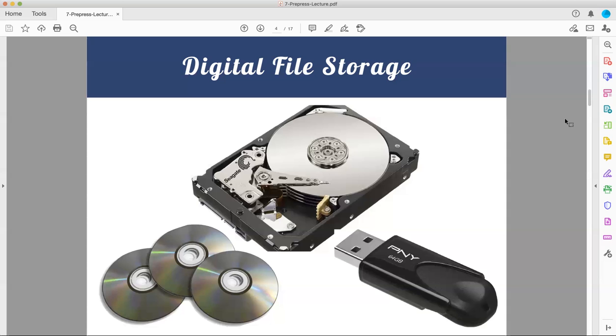I remember my first one I bought for over $100 back in the early 2000s. And that's a lot of money in the early 2000s. And it held somewhere around 32 megabytes of data. At the time, that was a lot. They've come a long way.